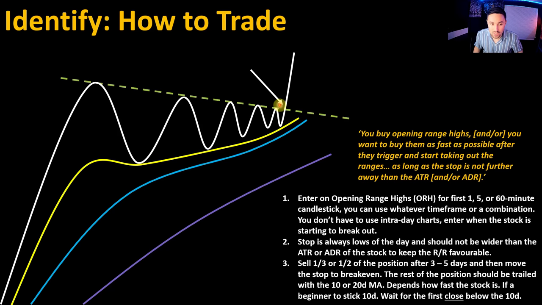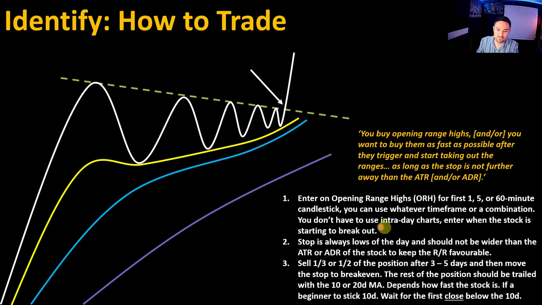So number one, how to trade it. Enter on opening range highs, and you might be like, what on earth is opening range highs? Don't worry, I've got slides on it. We're going to be explaining everything. This video is extremely thorough. Enter on opening range highs, so ORH, for the first 1, 5, or 60-minute candlestick. The first 60-minute candlestick, caveat, is actually a 30-minute candlestick because there's 6.5 trading hours in the session. You can use whatever time frame or combination. You don't have to use intraday charts.